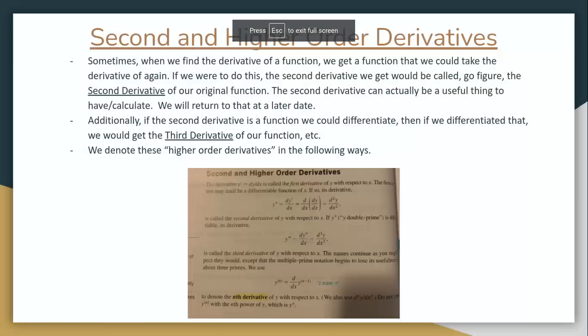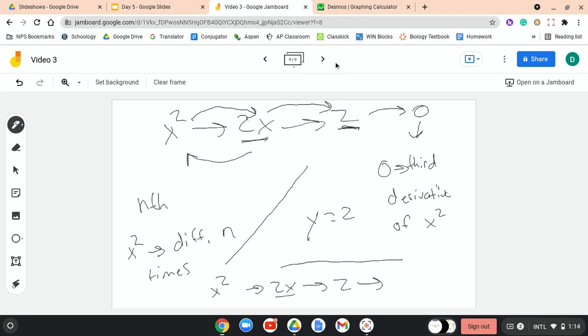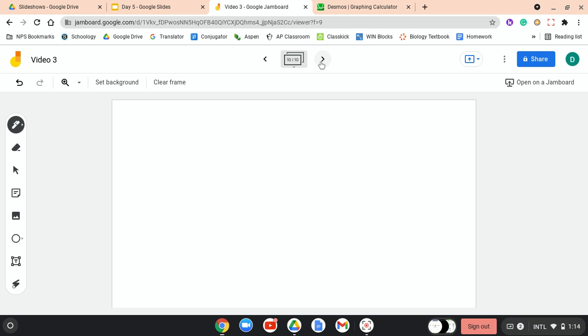And the slideshow is saying what I said. But the last thing we have to cover is how to denote higher order derivatives, and it's actually pretty simple and pretty easy, and pretty similar to how we define derivatives.